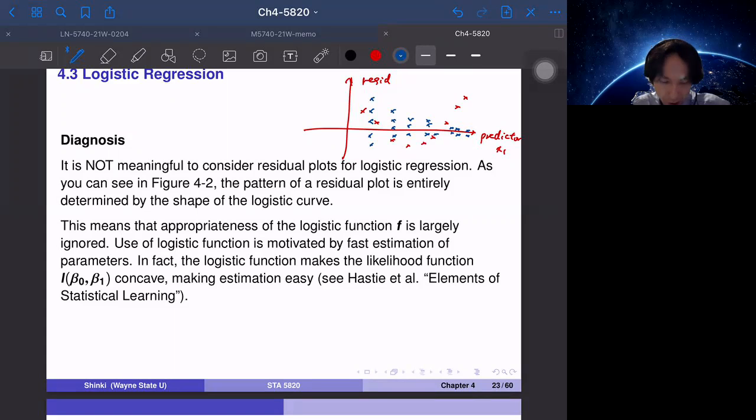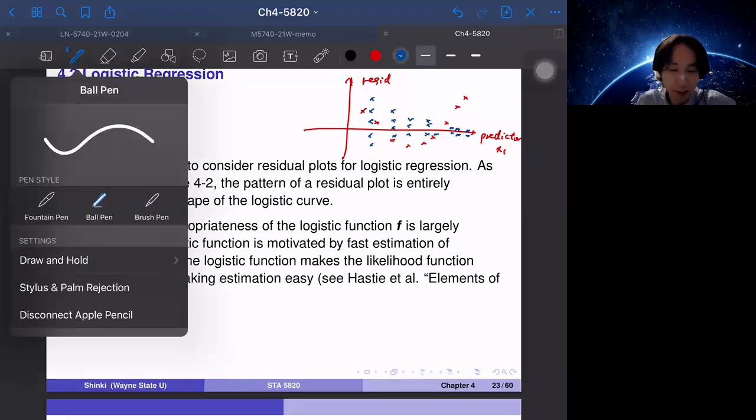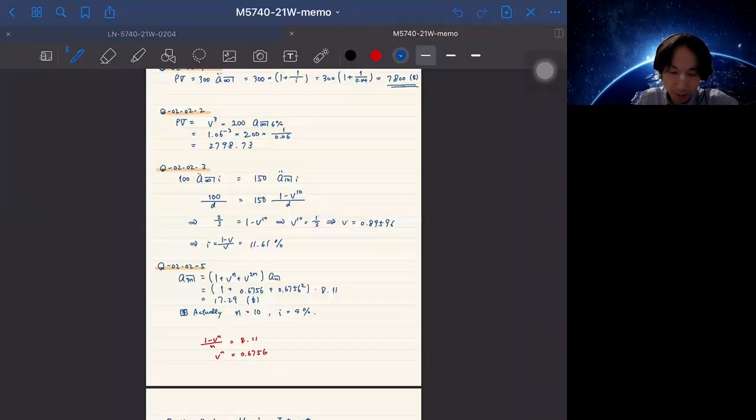But for logistic regression, it's a little bit harder to do diagnosis because the Y value is either 0 or 1. For example, in linear regression, if we have an outlier for Y, you can see that that observation is problematic. But here, the Y value is either 0 or 1, so it's hard to detect outliers. And if we make a residual plot, the Y value is also either 0 or 1, so the residual plot just replicates the shape of the logistic curve.